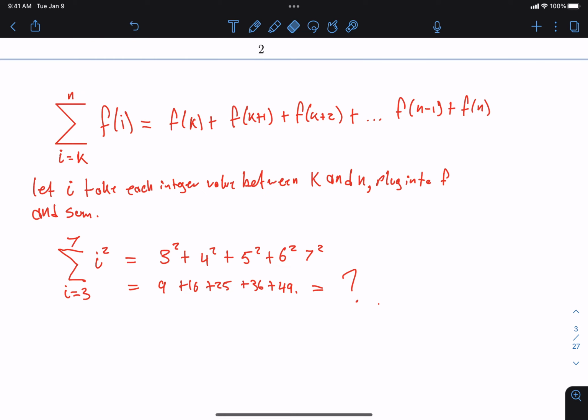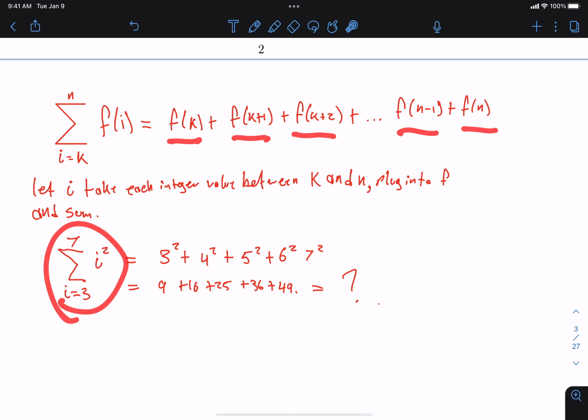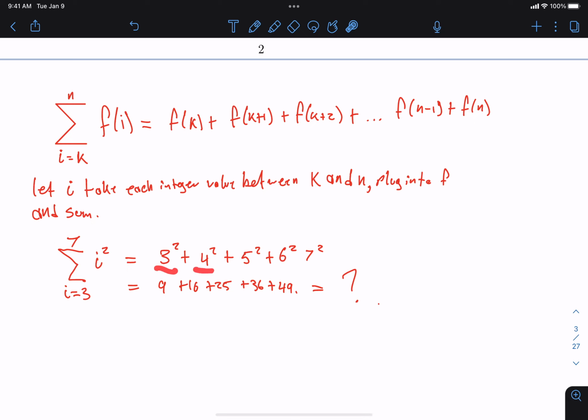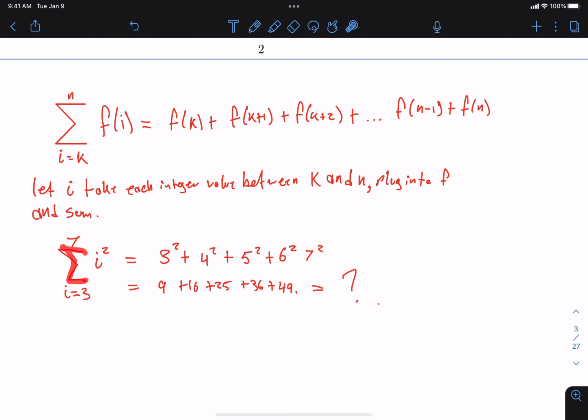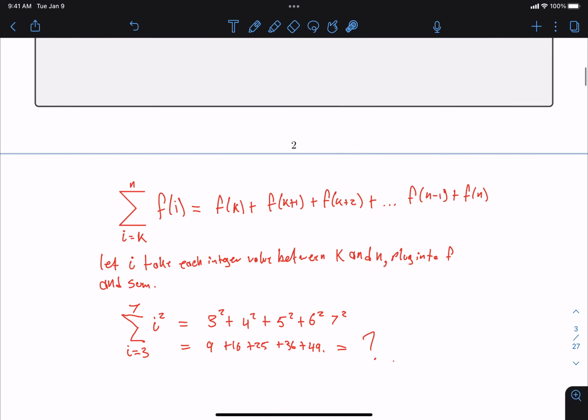So we get f of k plus f of k plus 1 plus f of k plus 2, all the way until we get to f of n minus 1 and then f of n, and we add them all up. So for the sum from i equals 3 to 7 of i squared, we do 3 squared plus 4 squared plus 5 squared plus 6 squared plus 7 squared. So we start with 3 because that's what's on the bottom, and we end with 7 because that's what's on the top. The rule here tells us what to do to each number, i.e. square it, and the sum tells you to add all of that up. Okay, so that was summation notation.